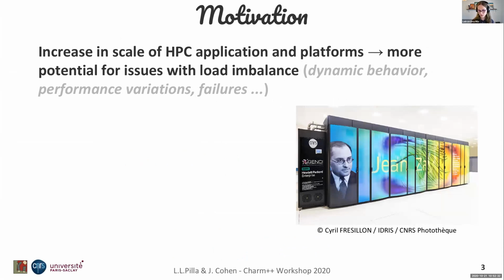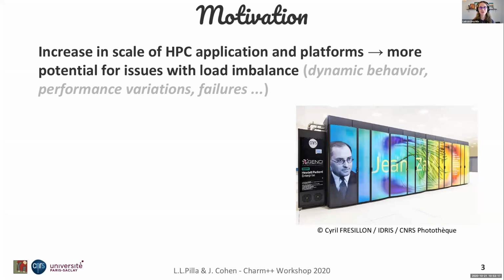The motivation here, and I may be preaching to the choir, is that our applications grow in scale, with bigger, more complex problems and more parallelism, and our platforms are also increasing in size, with more cores and maybe more nodes. With all this increase in parallelism, there is more potential for load balancing issues. This is related to the load balancing presentations later today, but I'm on another continent, so the timing could be bad for me.